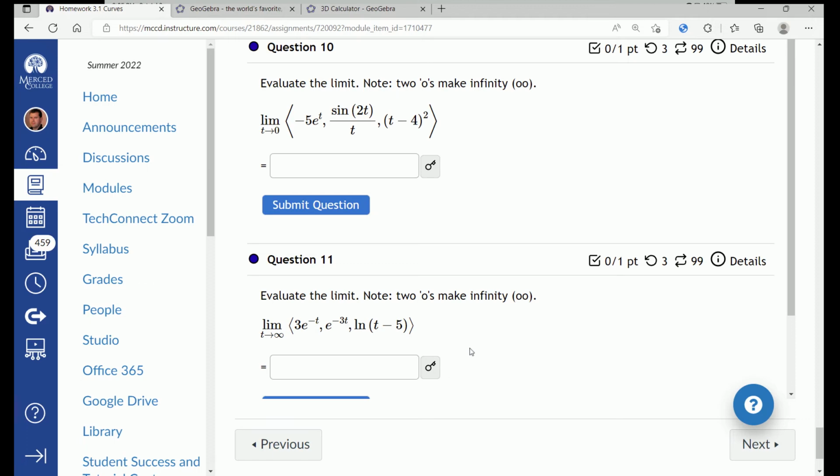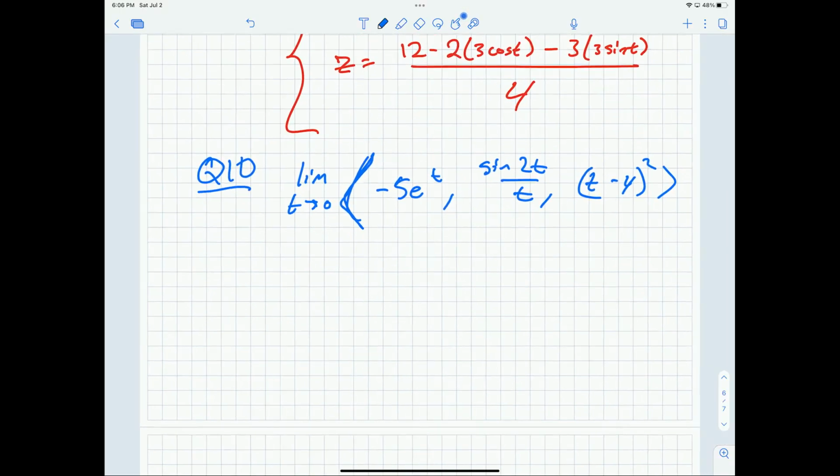Now, the last two on here, I do want to mention just briefly. These are really done more in, I think, section 3.2 than 3.1. But you're just going to do the limit the way you would normally do a limit. While I'm talking here, I'm going to write down this first one. We have the limit as t goes to 0 of negative 5e to the t, sine 2t over t, t minus 4 squared. So this is what we're trying to find the limit of.